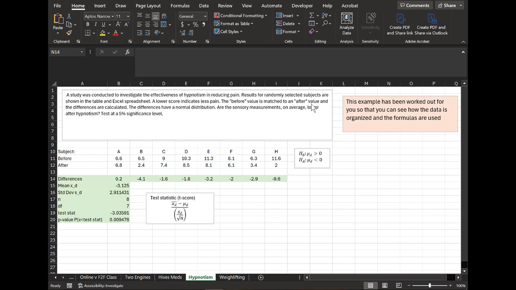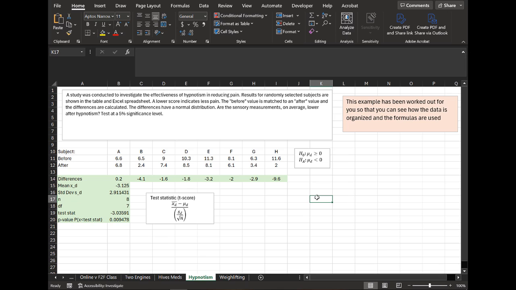So this example has already been done for you, just so you can see how to organize this. But there's a couple of things just to note. This is very different from the previous tabs here. So first of all, we're talking about testing the differences. So my data here, I'm not comparing the before data to the after data. My entire test is being run on the differences. This is the data that we're using for our test.